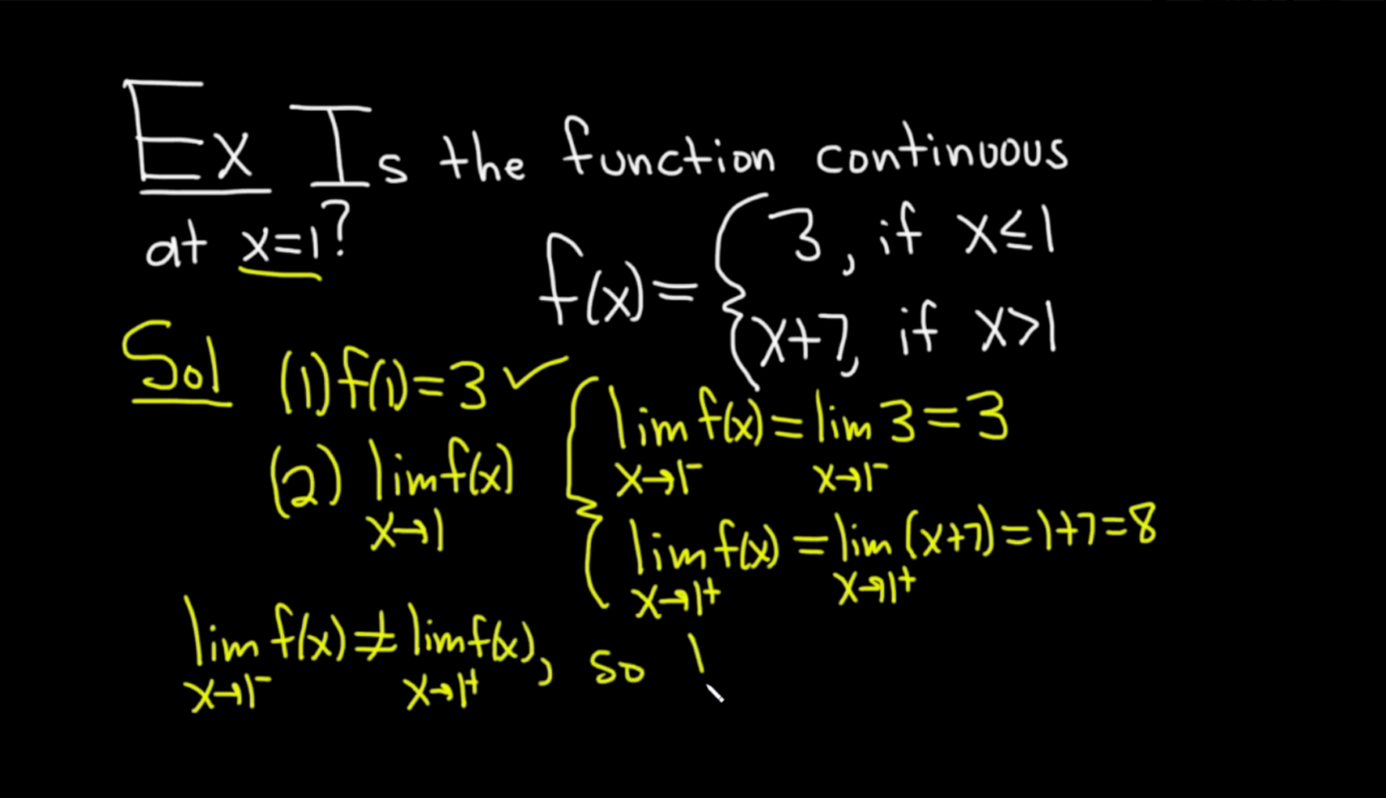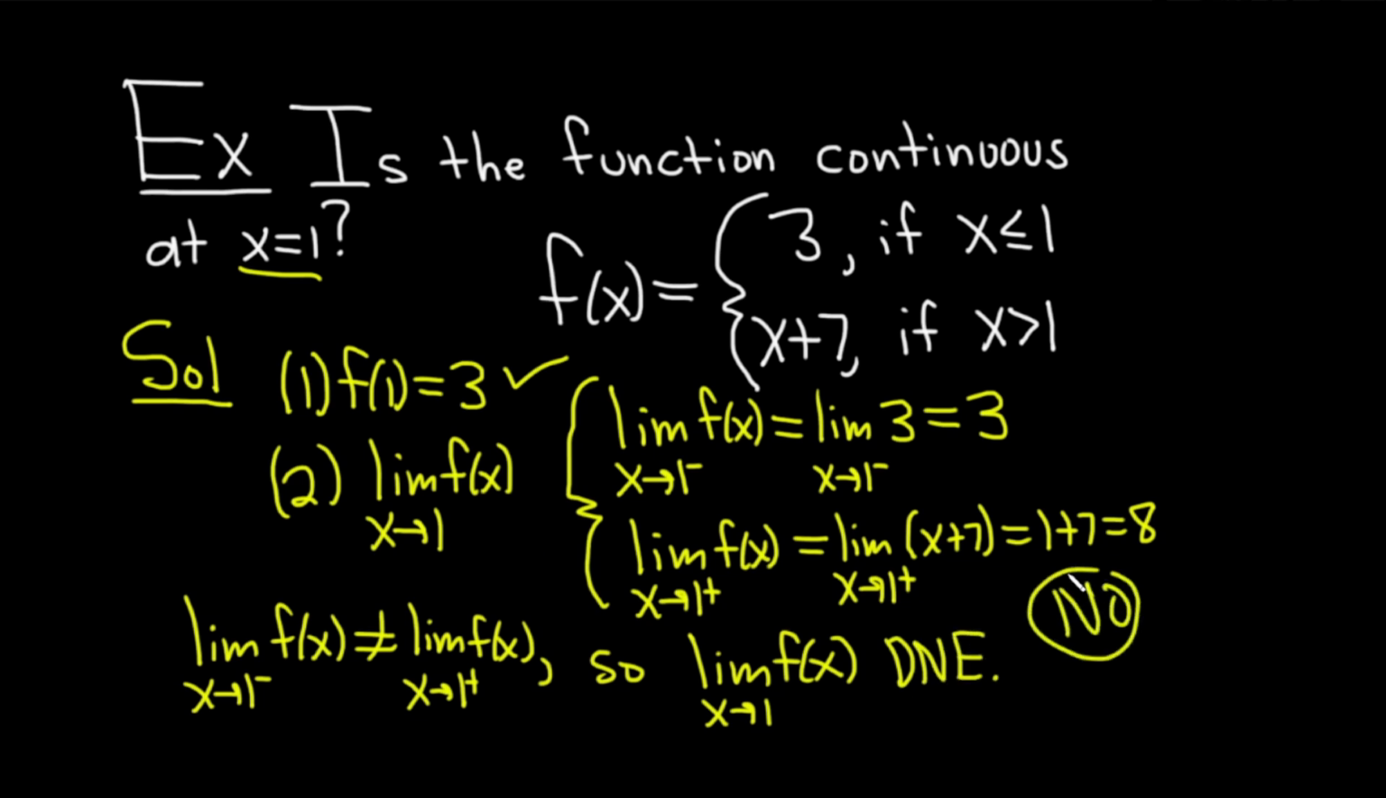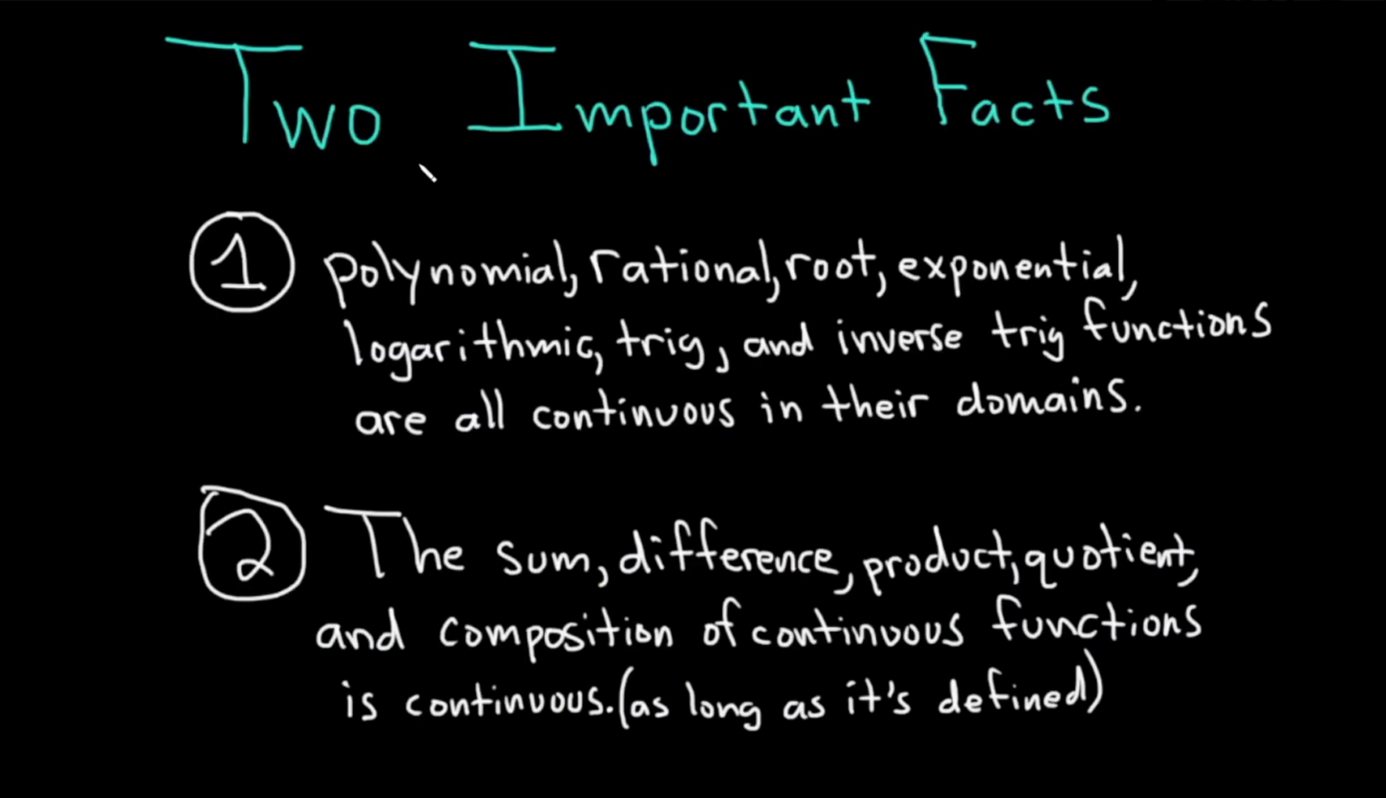So that means that the regular limit does not exist. The limit as x approaches 1 of f of x does not exist. DNE means does not exist. So because the limit does not exist, the answer to this question is no, the function is not continuous at x equals 1.